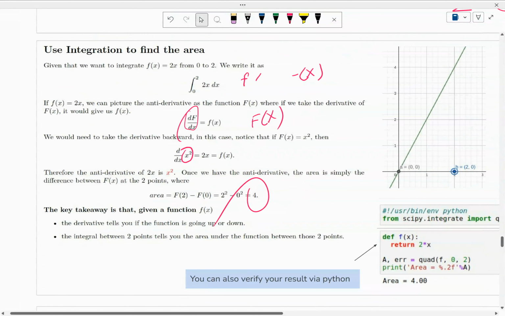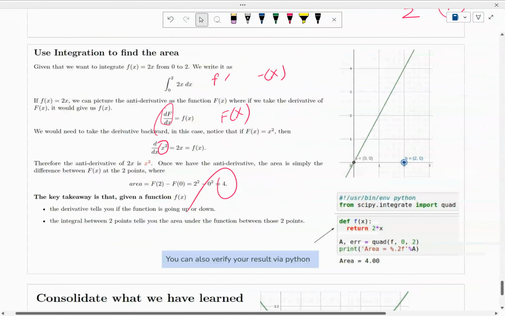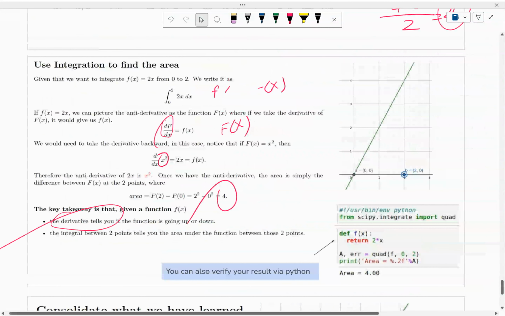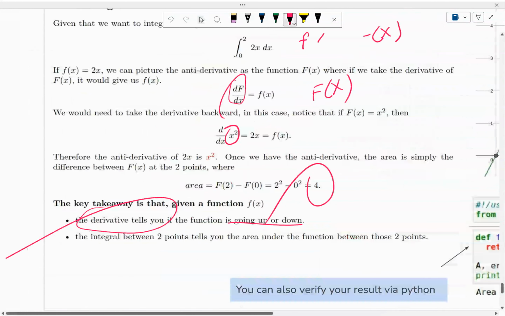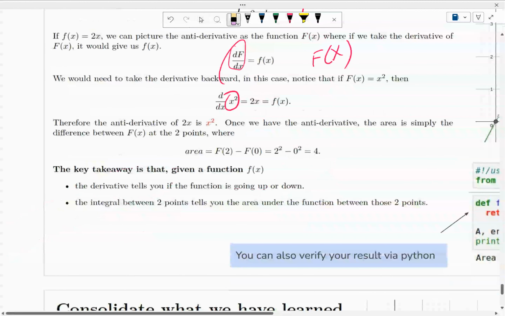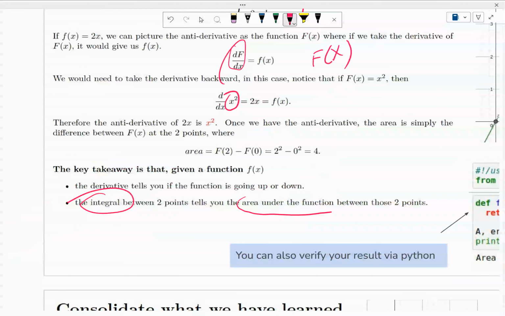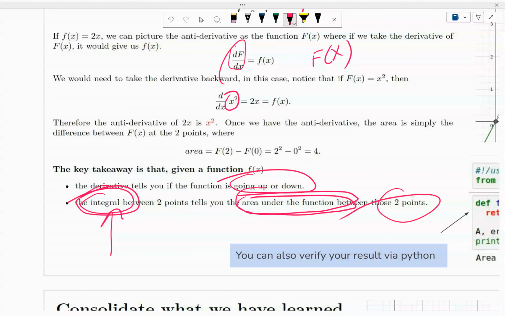So the key takeaway here, there are two key takeaways. One is that the derivative tells us if a function is going to go up or down. The second one is that when we do the derivative backwards, which is called integration or integrals, between 2 points, it tells us the area of the function. So the derivative tells us the function going up or down. The opposite of the derivative, the antiderivative, is called the integral, and that tells us the area under the function between 2 points.